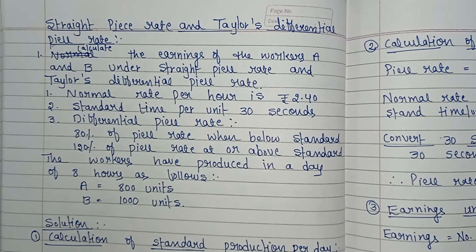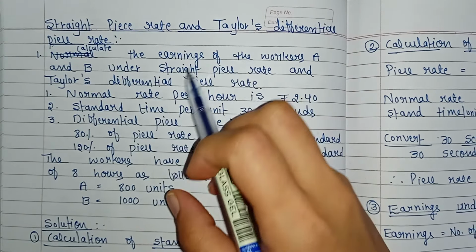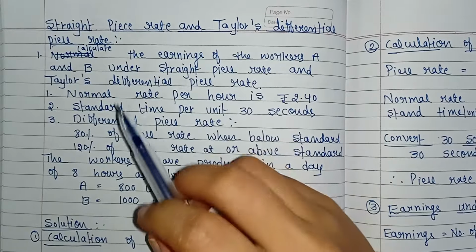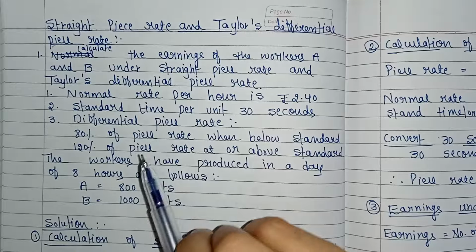In today's class, we are going to solve a practical problem under straight piece rate and Taylor's differential piece rate. So let's start the problem. See here, calculate the earnings of the workers A and B under straight piece rate and Taylor's differential piece rate.